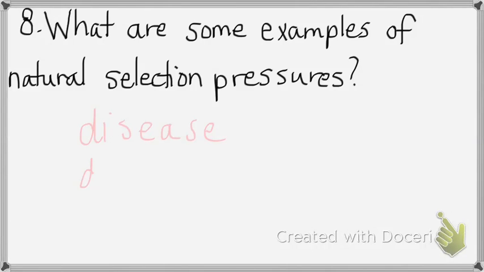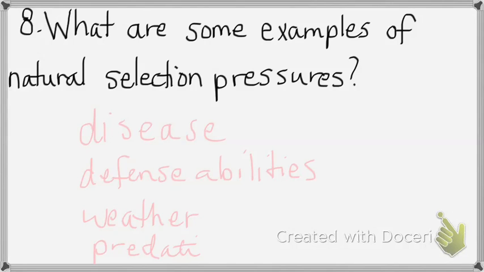Okay, so defense mechanisms or defense abilities with the spines on the leaves. What else? Weather. Is that a selection pressure? Yes. Too cold, too dry, too wet. Okay, what about predation? Do you think that's very big? Man, being eaten is a huge pressure. So if you can hide from predators or outrun predators, then that would be good for you. That would be a great adaptation.